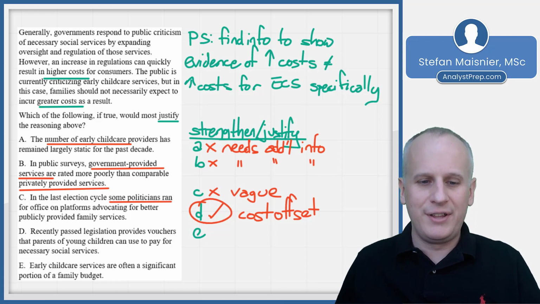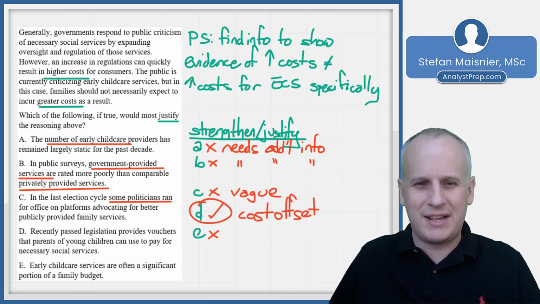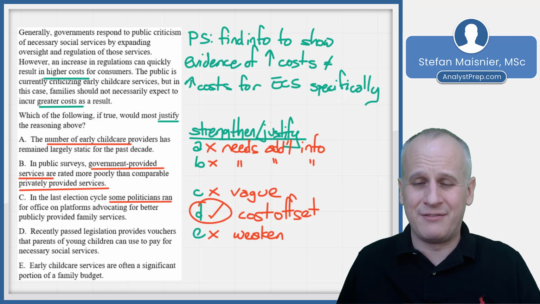Then we've got, early childcare services are often a significant portion of a family budget. Well, that's wonderful, but again, often a significant portion of the family budget. If they are a significant portion, then it seems like, if anything, that's going to weaken the argument, but it probably needs more additional information as well.